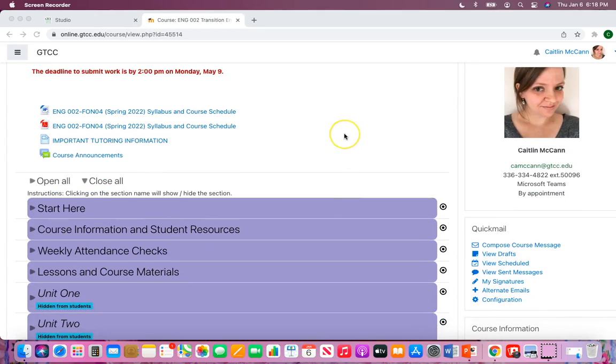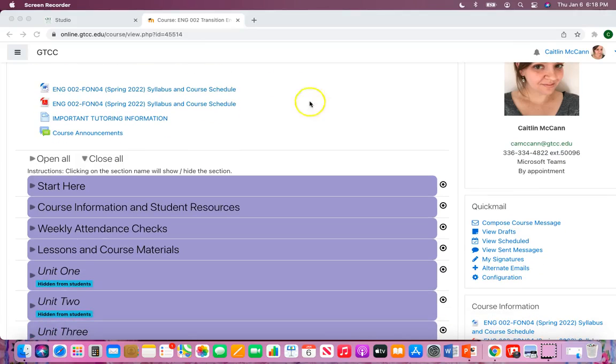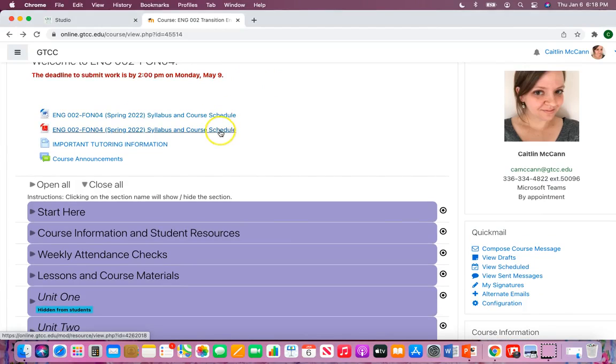Below that, you will see our syllabus and course schedule. So I have a Word document and a PDF. These documents contain the same information. I just like providing this in two different formats, depending on the type of technology you're using or the kind of software that you have available to you. It may be easier to open a PDF, it may be easier to open a Word document.